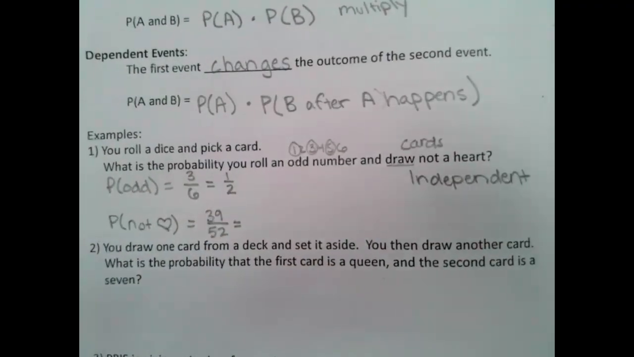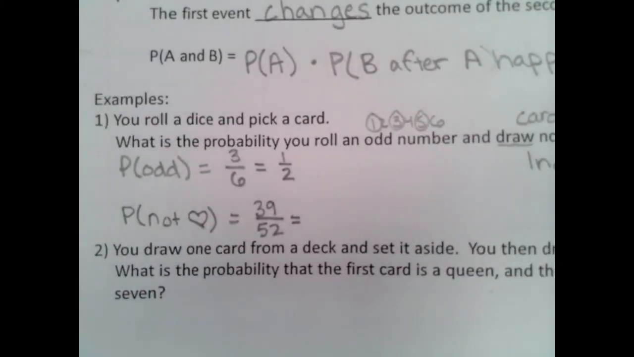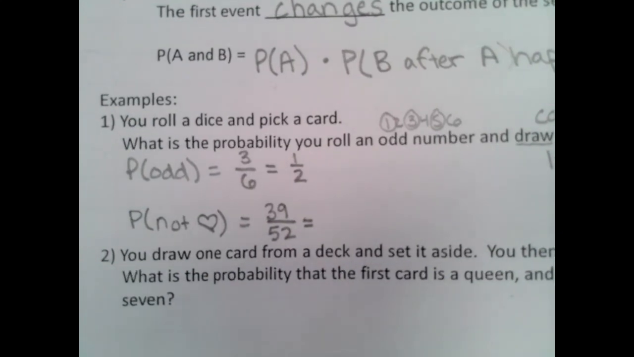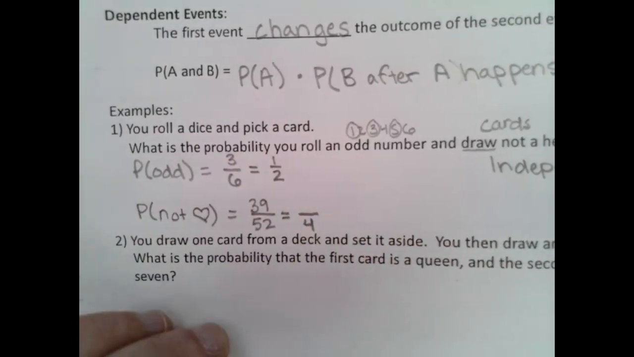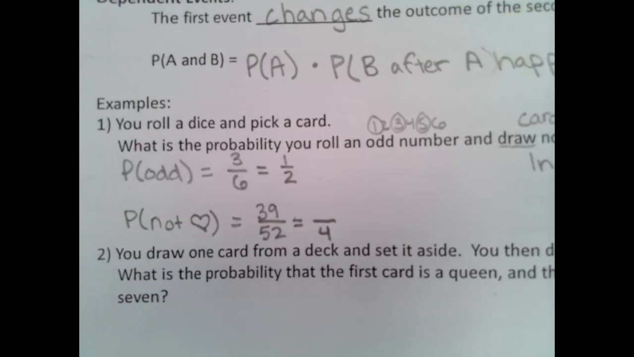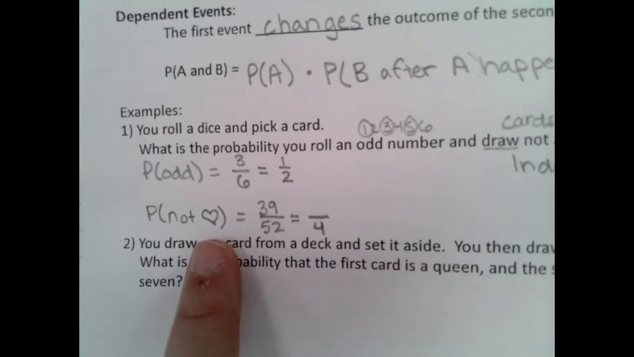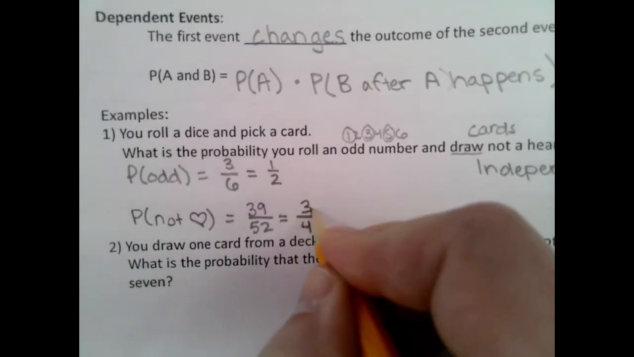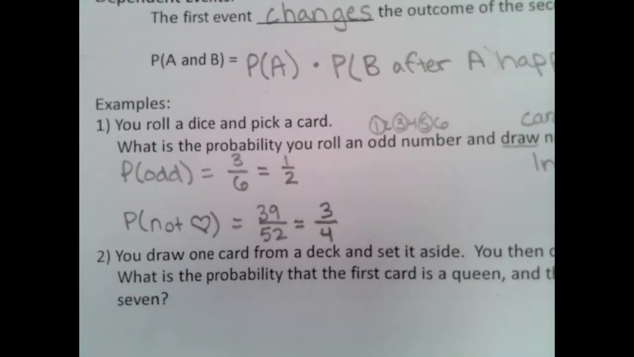Another way we could have thought about it, instead of counting the actual cards, is we can look at our suits. How many suits are there in a deck of cards? How many shapes? There's 4 different shapes. There's diamonds, hearts, clubs, and spades. And how many of those shapes are not hearts? 3. So we could have done it that way. 3 out of 4 are not hearts, or that's the way it simplifies.